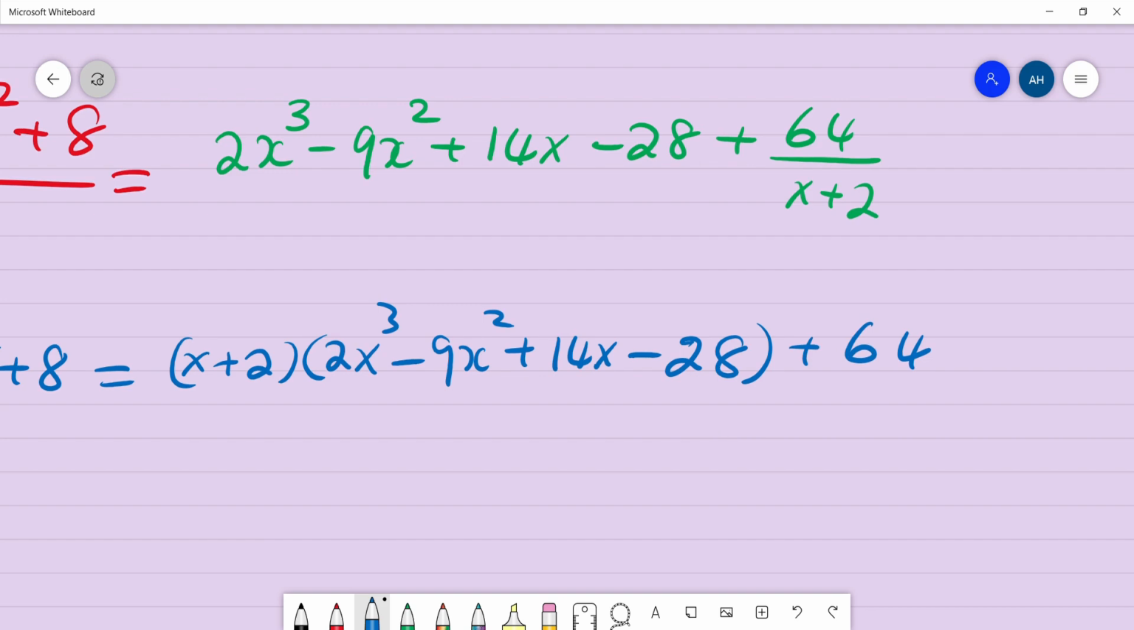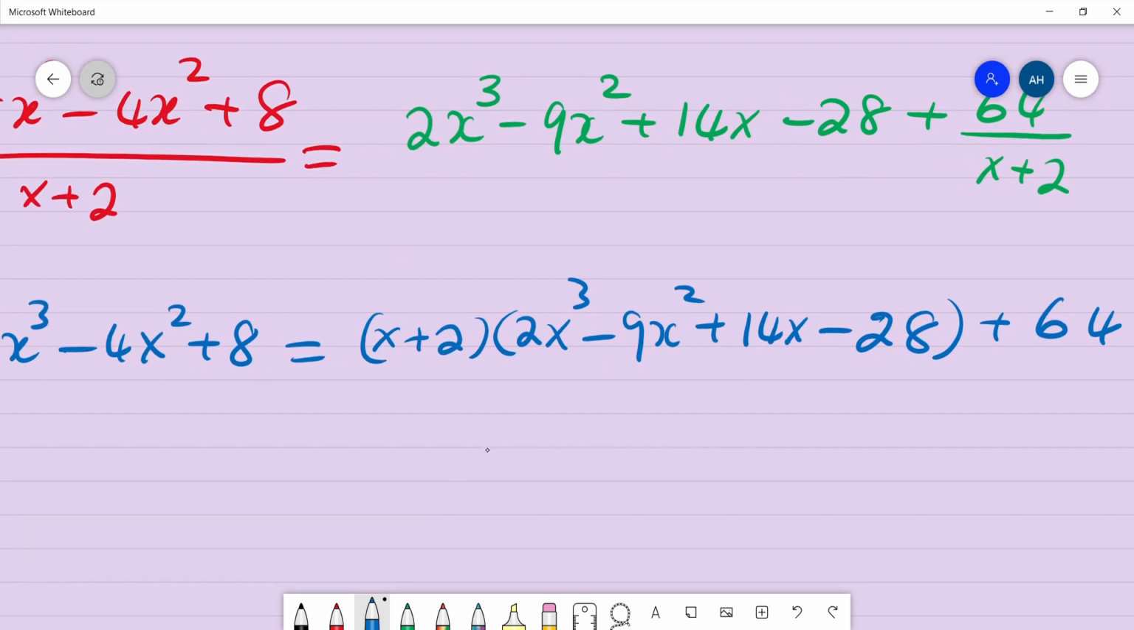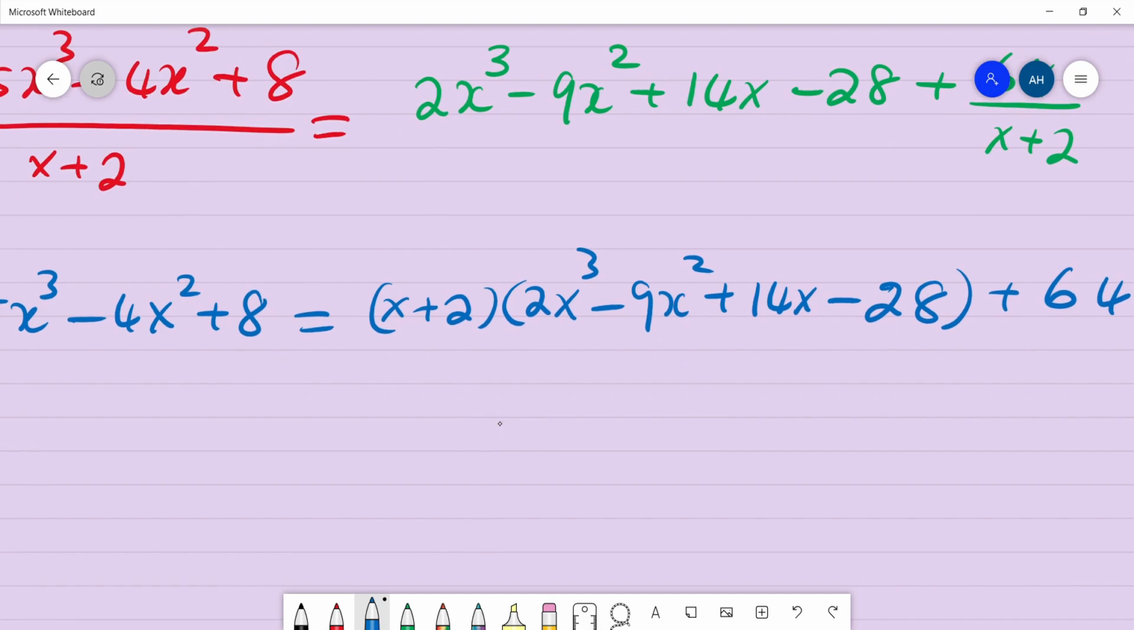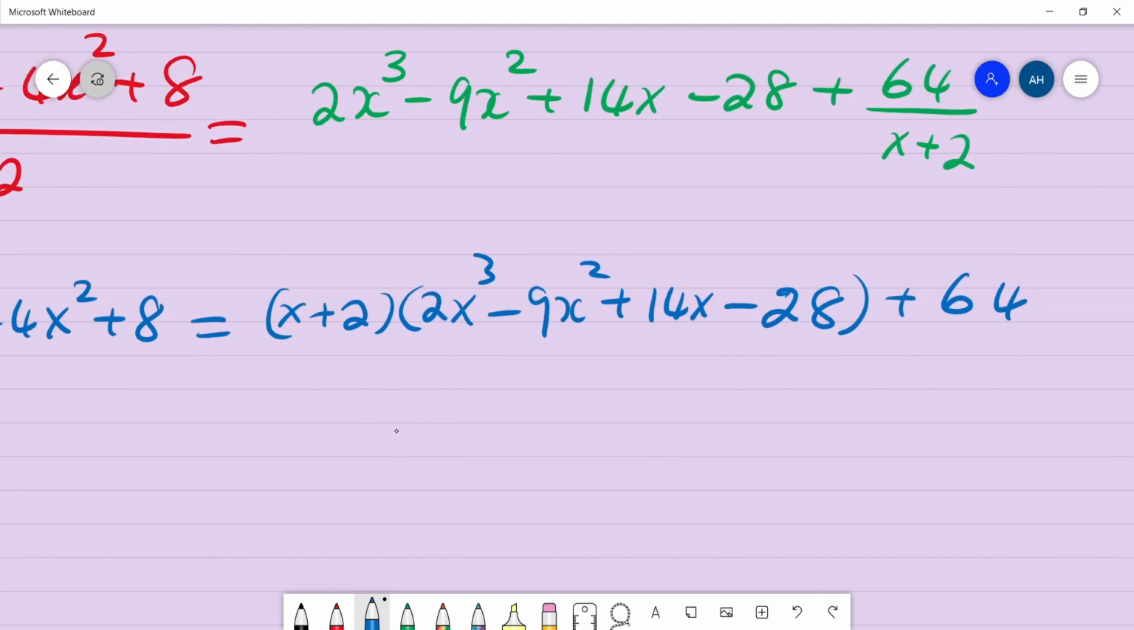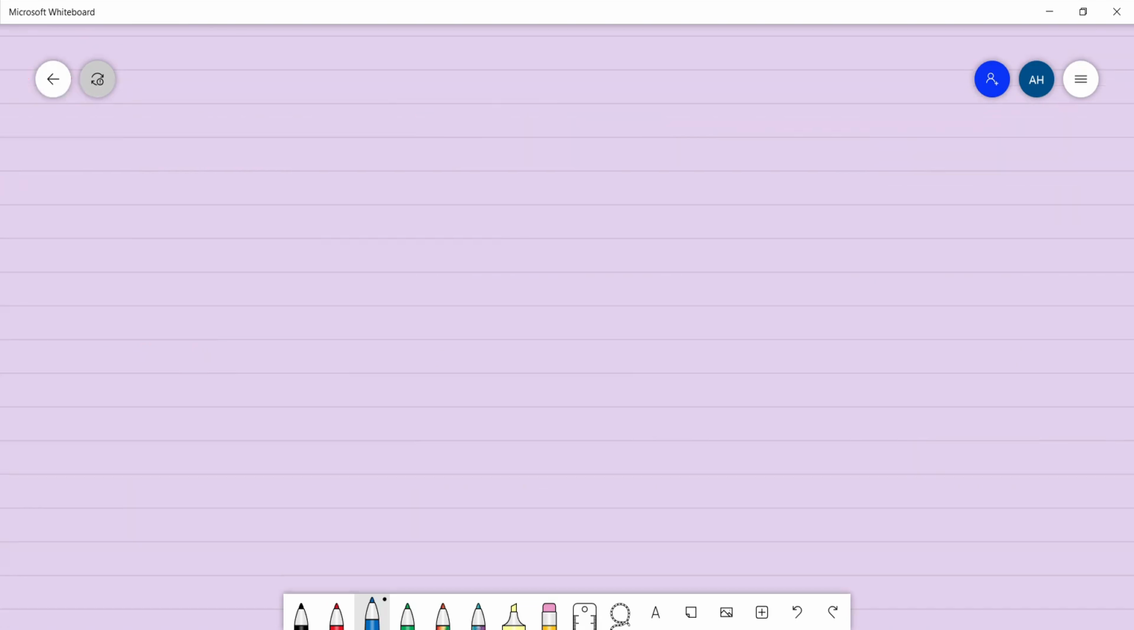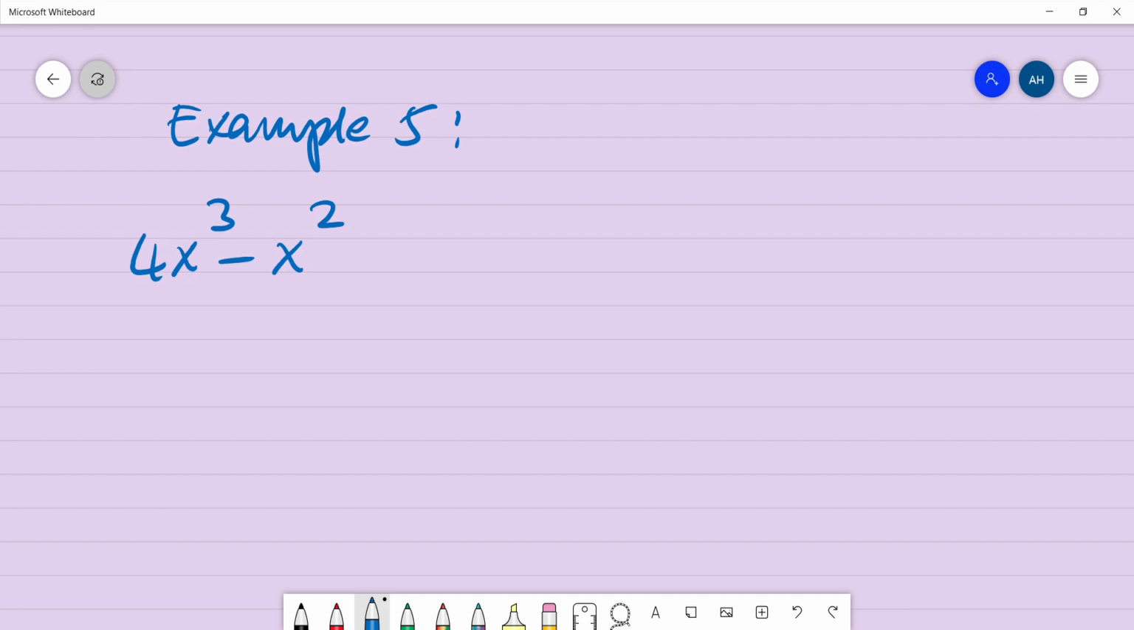That is in terms of the division algorithm. Now let's go and discuss our last example. Here is our example number 5. We have 4x cubed minus x squared plus 2x minus 1. We want to divide it by 2x minus 1, by using synthetic division.